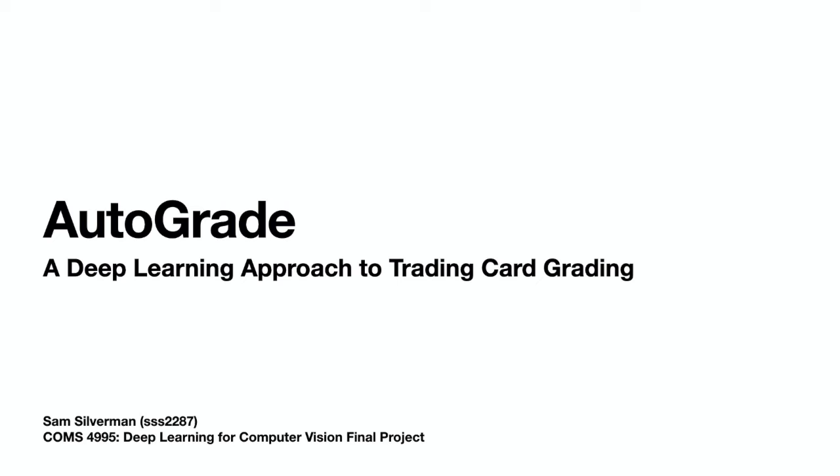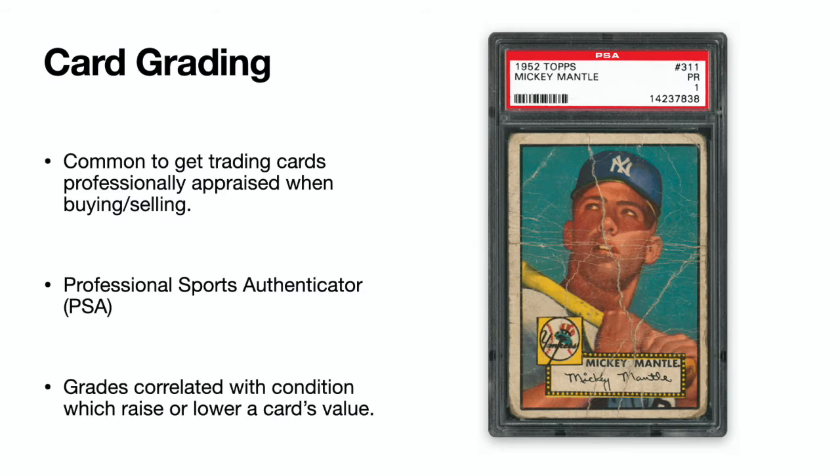I present AutoGrade, a deep learning approach towards professional trading card grading. A common practice when buying or selling trading cards is to get them professionally appraised. The largest appraisal company is Professional Sports Authenticator, or PSA for short. PSA's grading scale is correlated with a card's condition and greatly affects a card's value.